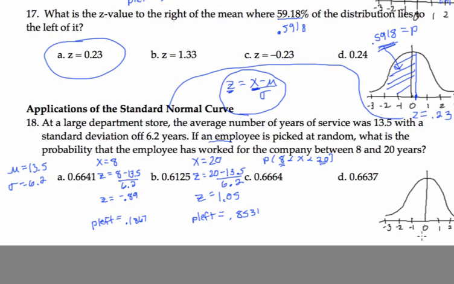So what's going on over on my picture here? I've got a data value of 8 that corresponded with a z-score of negative 0.89, and I've got a data value of 20 that corresponded to a z-score of 1.05. And I'm looking for the probability that I'm in between. So I take this probability minus this probability.